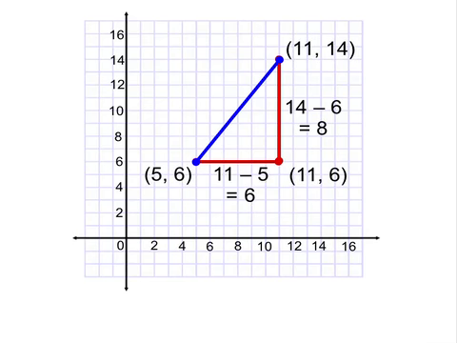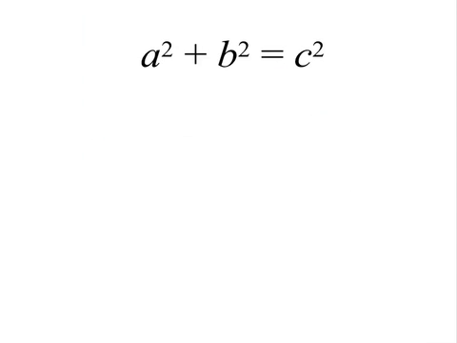The horizontal one is 11 take away 5, or 6 units long, and the vertical is 14 take away 6, or 8 units long. So the legs of this right triangle are 6 and 8. And most of you probably have already seen this formula, the Pythagorean theorem. A squared plus B squared equals C squared, where A and B represent the lengths of the legs, which we know, and C represents the length of the hypotenuse, which we don't know.